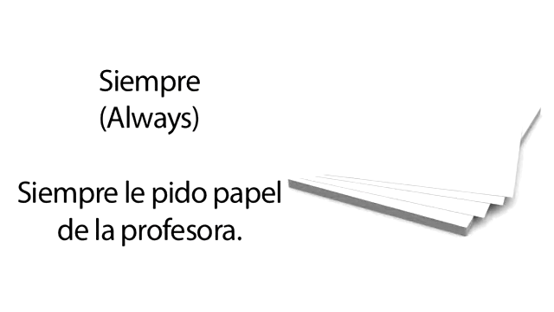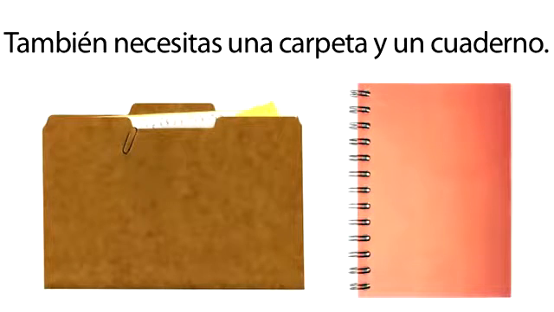All right, we've gotten a little off track, but it was good information. The last two indefinite words for today you already know. Siempre, always, and también, also. Siempre le pido papel de la profesora. I always borrow paper from the teacher. También necesitas una carpeta y un cuaderno. You also need a folder and a notebook.